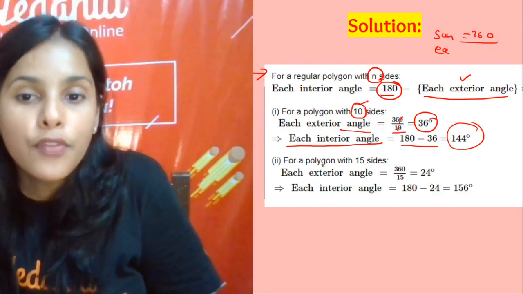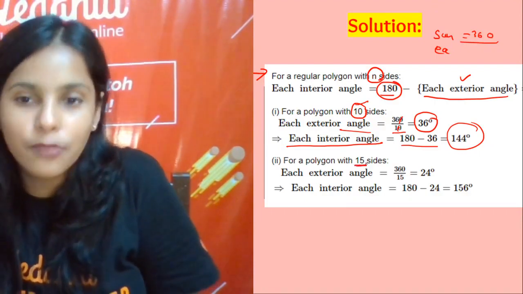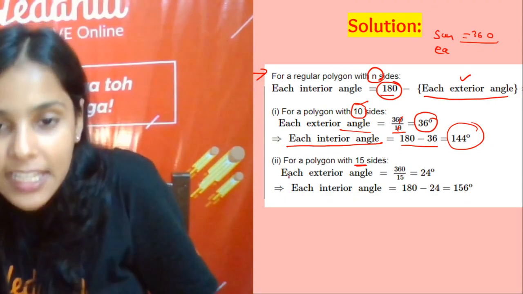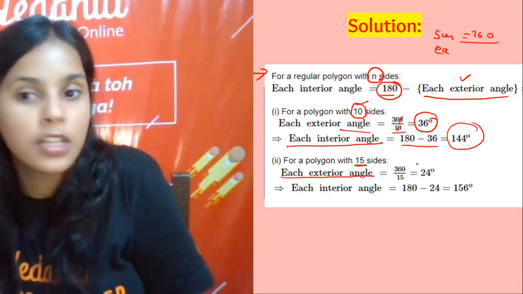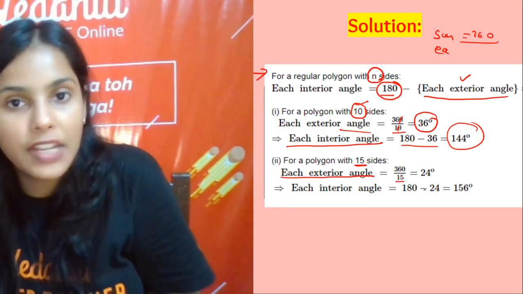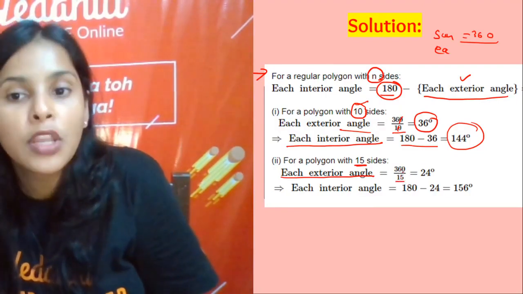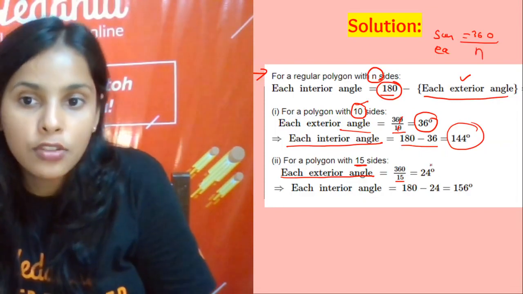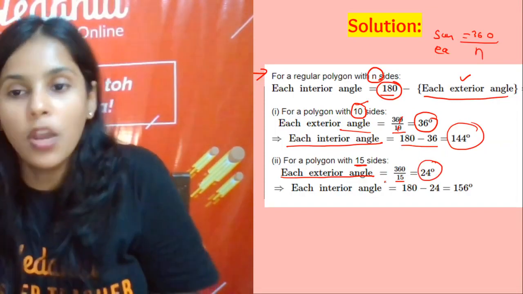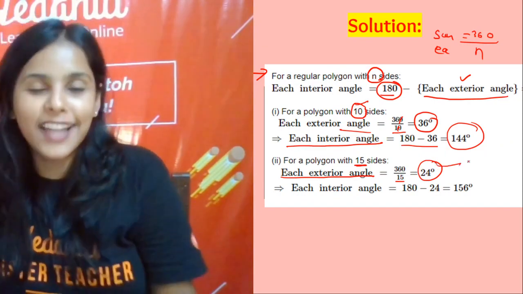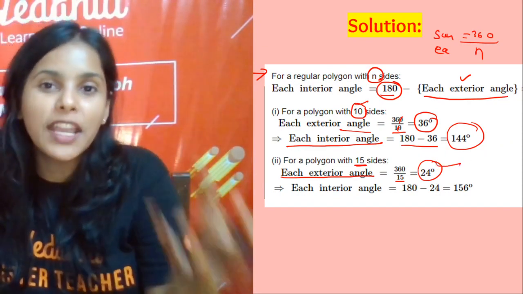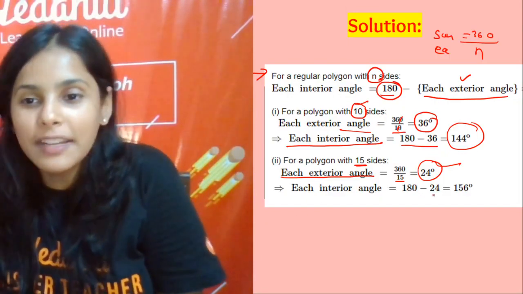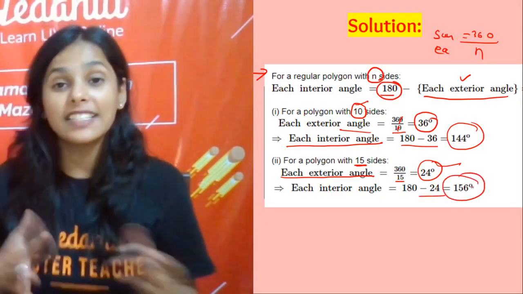Now for a polygon with 15 sides, same: first find each exterior angle of that polygon. That is 360 degrees upon 15 because n is 15 here. So 360 degrees upon n is each exterior angle, and that is 24. Now if you know each exterior angle of a polygon, can you find the interior angle? Of course. So 180 degrees minus 24, that is 156.